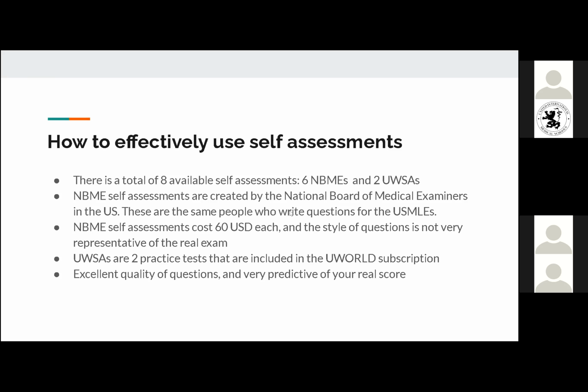And then, as I said, we have the UWorld self-assessments. There are 2 practice tests, and they come already with a UWorld subscription. They have excellent quality and they're very predictive of your real score. So the UWorld self-assessments are really the best self-assessments, but there are only 2 of them, unfortunately.